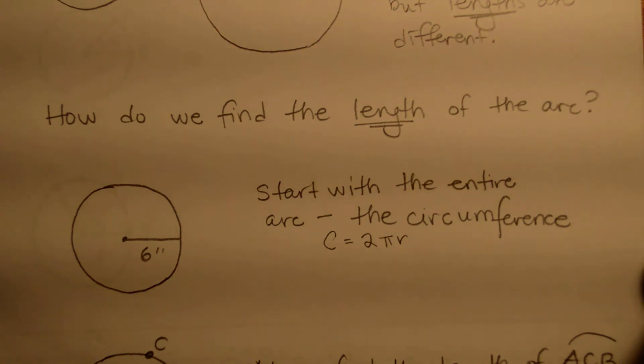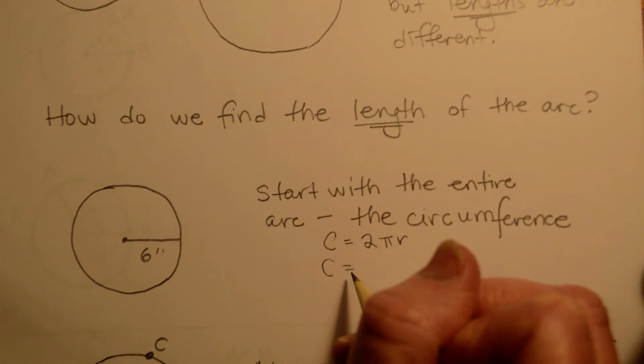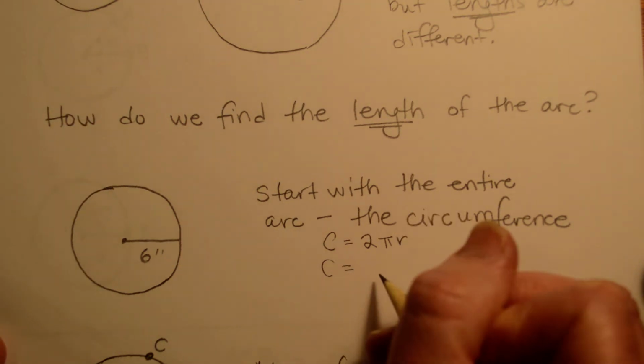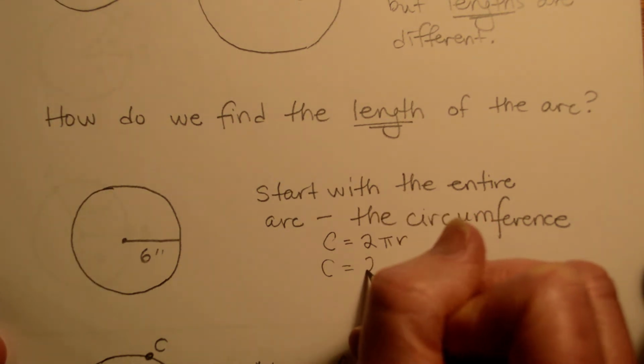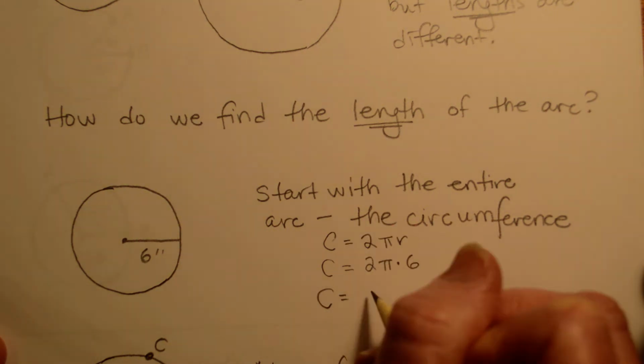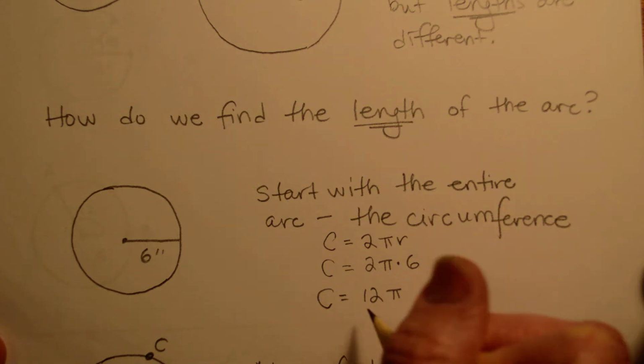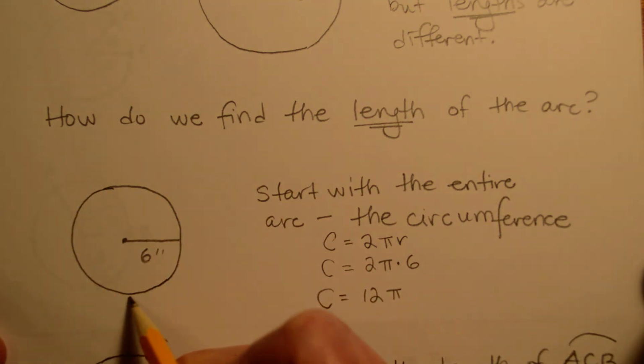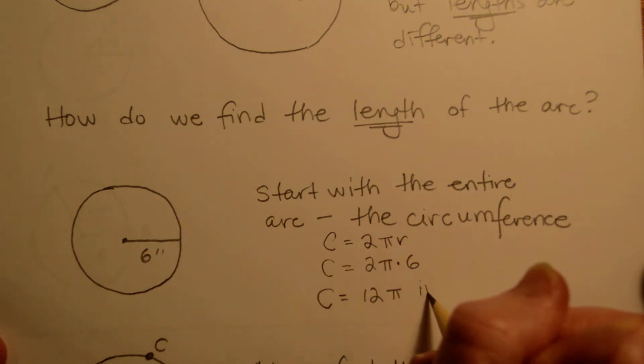All right, so here we would say that the circumference of this circle, or the measure of the arc length, which is the whole outside there, is 2 times pi times 6, or our circumference is 12 pi. Now, because the circumference is a length, it would just be measured in inches here.